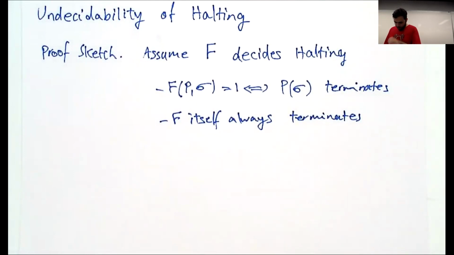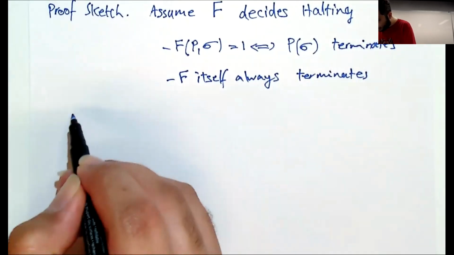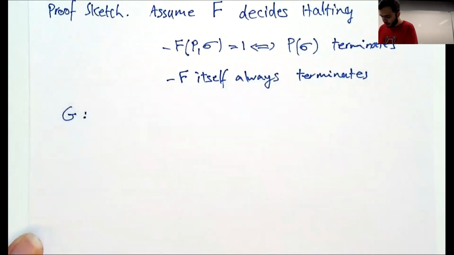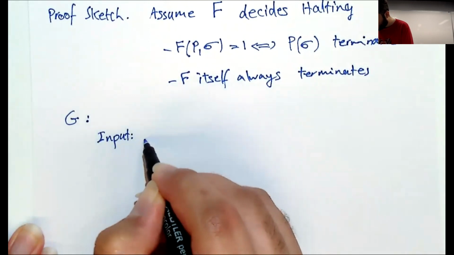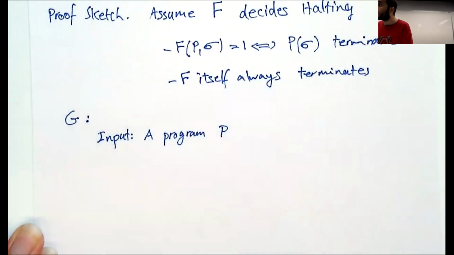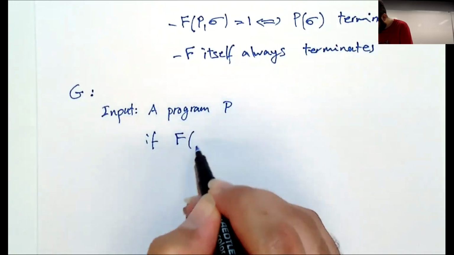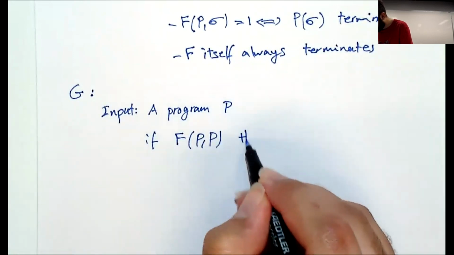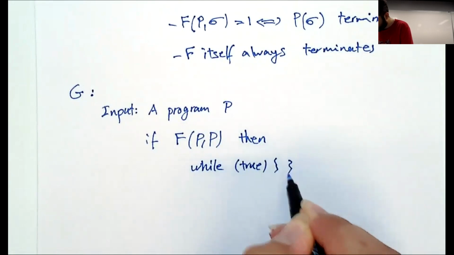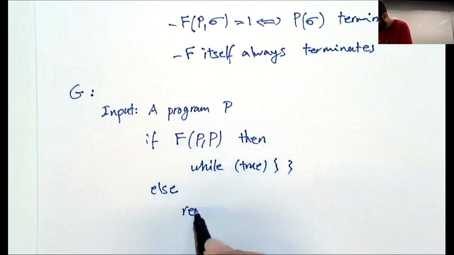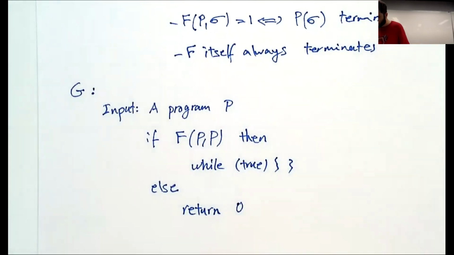Having this F, I would create some other program, let's call it G. What G does is that it takes as input a single program P. And then it does this: if F of P P, then just loop forever, while true, else return 0. Okay, we can talk about that.